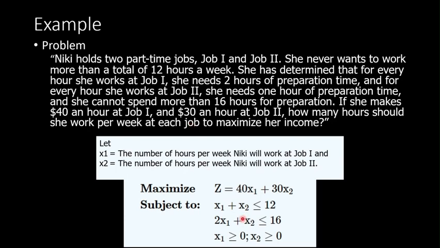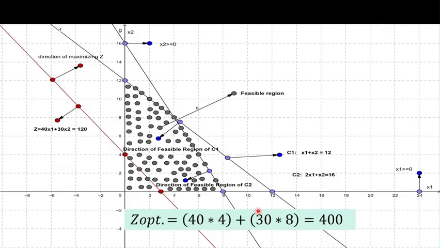Then we'll graph x1 plus x2 less than or equal to 12. We will make it the equation x1 plus x2 equals 12. We will plug in 0 for x2, giving us x1 equals 12. Assuming x1 equals 0, x2 equals 12. And now we have 2 points which we can use to draw the line x1 plus x2 equals 12: the points (12, 0) and (0, 12).